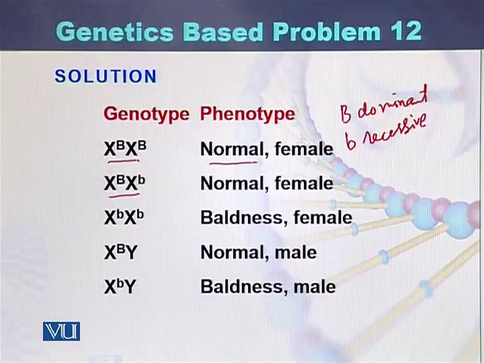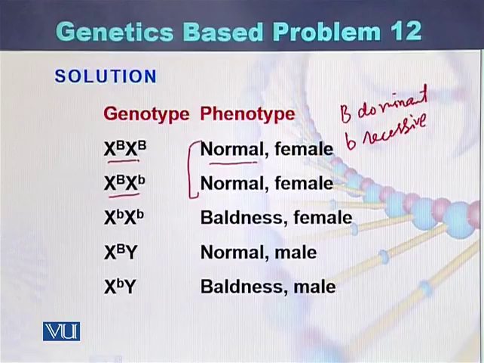On the other hand, she can have one dominant allele and one recessive allele. So she can have both X chromosomes with dominant alleles, or one with a dominant allele and one with a recessive allele. In both cases, the female would be normal. While if she has a recessive allele on one X chromosome and a recessive allele on the other X chromosome, then she would have baldness.